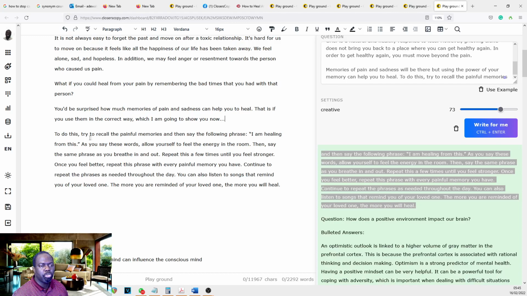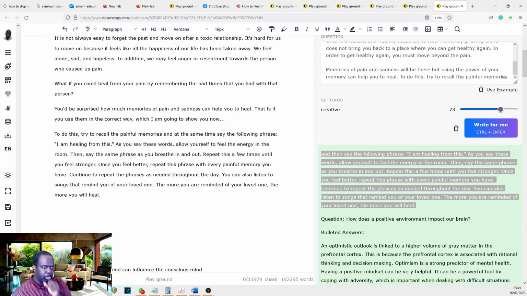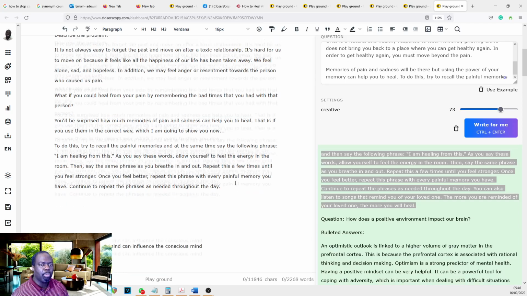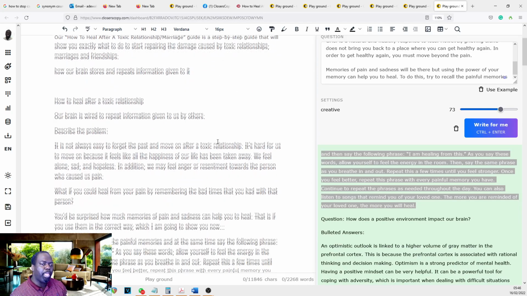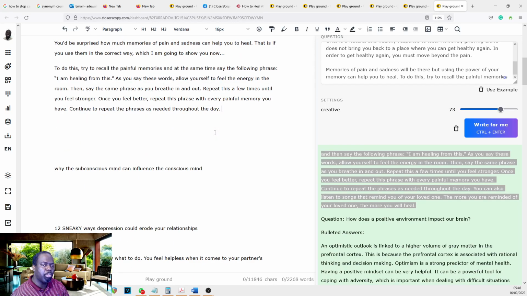So to do this, try recalling the painful memories and at the same time say the following phrases. I'm healing from this. As you say these words, allow yourself to feel the energy in the room. Then say the same phrases as you breathe in and out. I'm healing from this. Repeat this a few times until you feel stronger. Once you feel better, repeat these phrases for every painful memory you have. Continue to repeat the phrases as you need throughout the day. So that has gotten you through the pain, through a solution, a brief solution.